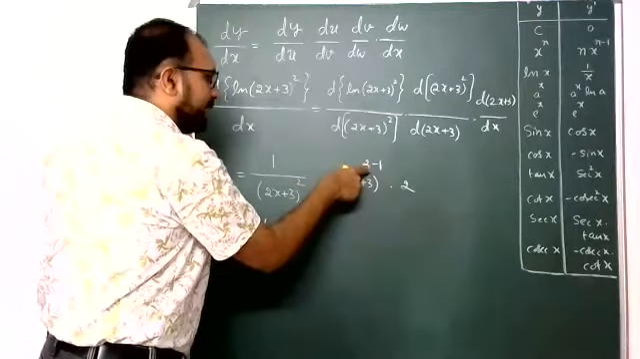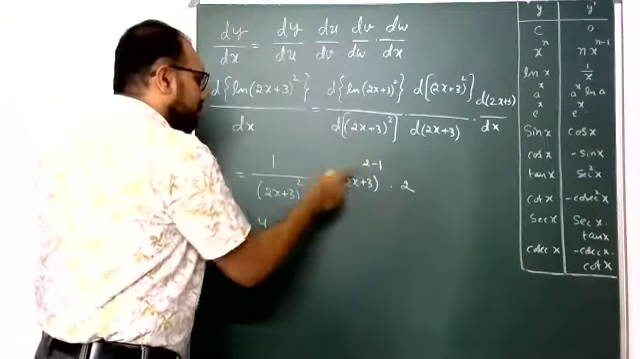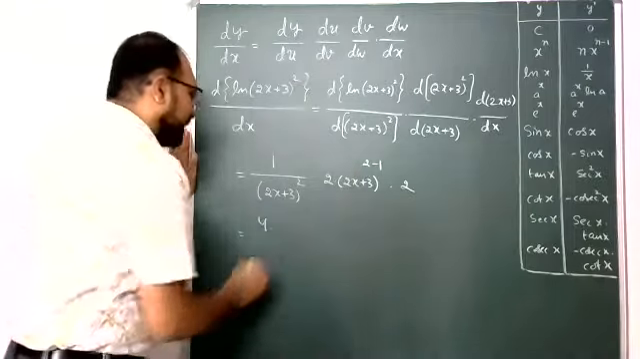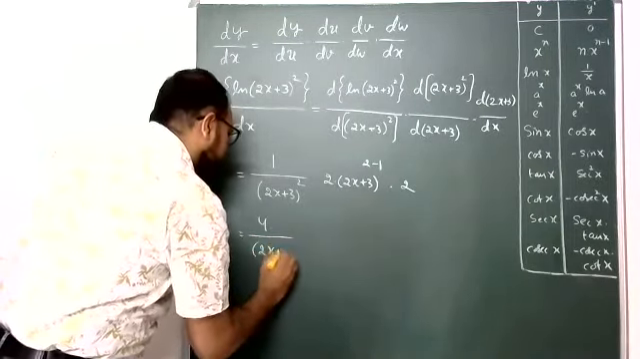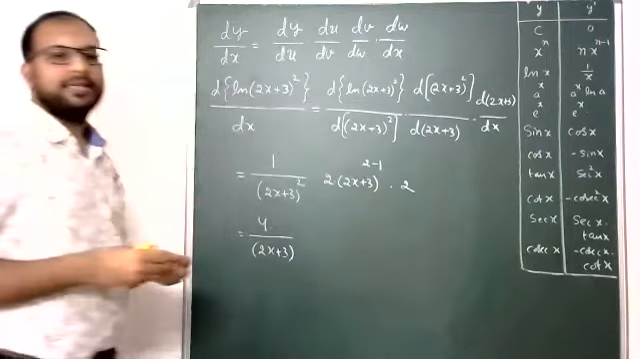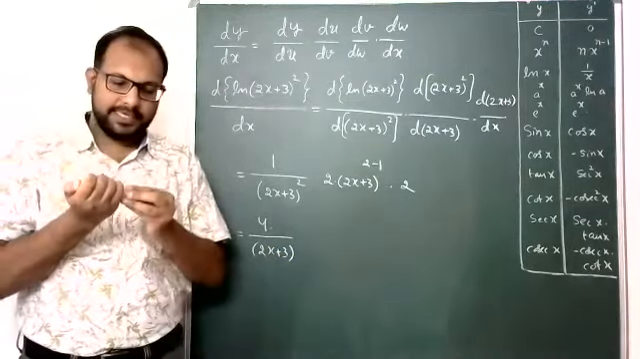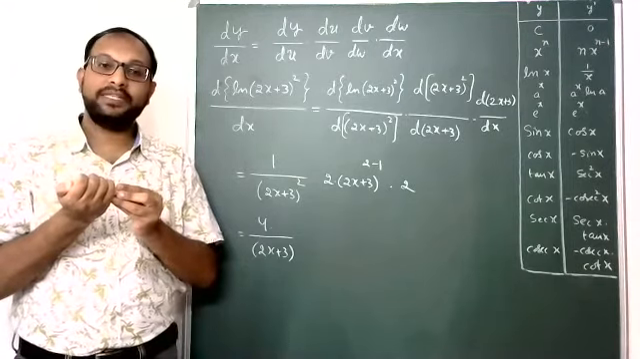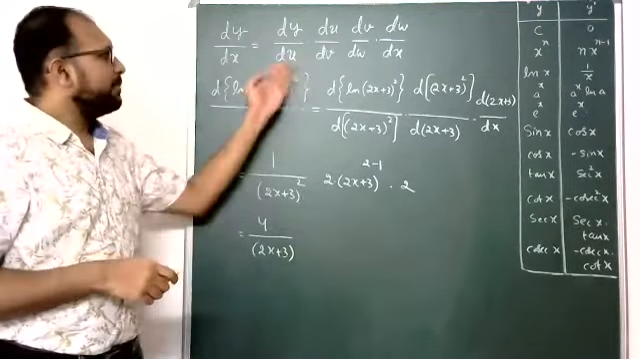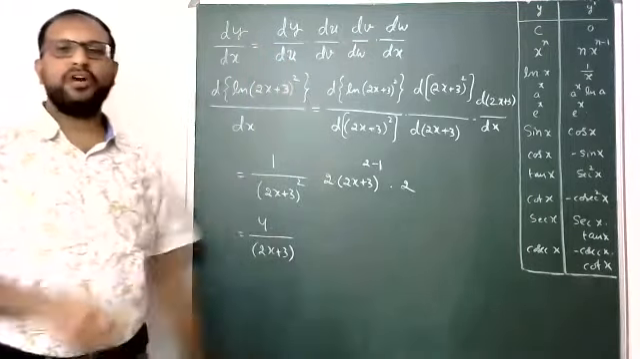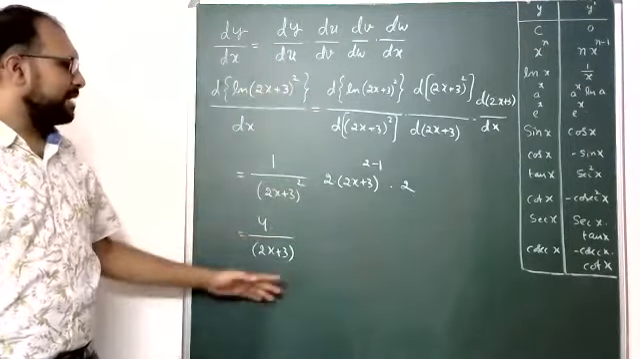2x plus 3, 2 minus 1 means 1. 2x plus 3, 2x plus 3 cancel. 4 divided by 2x plus 3 is the final answer. Yes, now in this example, I used 3 links in a chain. Maybe a complicated problem can even go beyond 4 also. Yes, in this example, this is the answer.